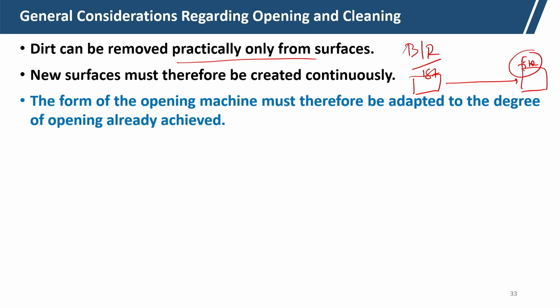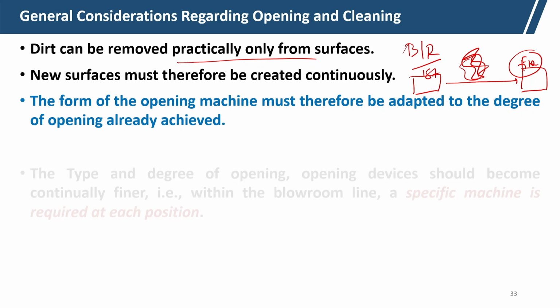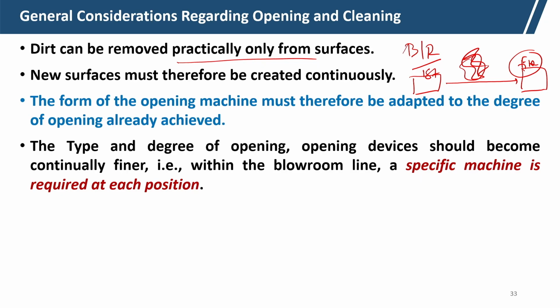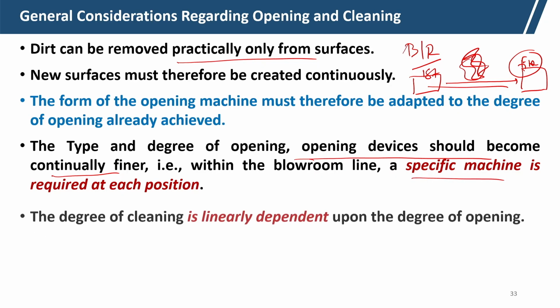Because if the fibers are already opened, we cannot use the same beater again and again. We have to have some finer beating at the later stage. The type and degree of opening device should become continually finer, that I have already mentioned. So, as the process goes, the opening device should be finer and finer. Within the blow room, a specific machine is required at different specific positions, okay.